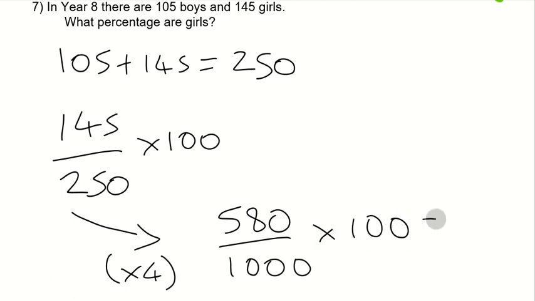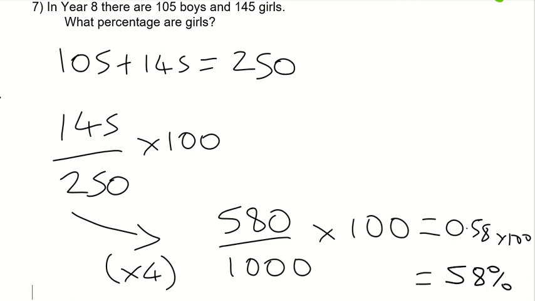Okay, so if I actually work this out itself, I can actually see that 580 divided by 1000 would give me an answer of 0.58, and when I times that by 100, it should give me an answer of 58%. So the final answer is 58%. This is just another method of doing that.